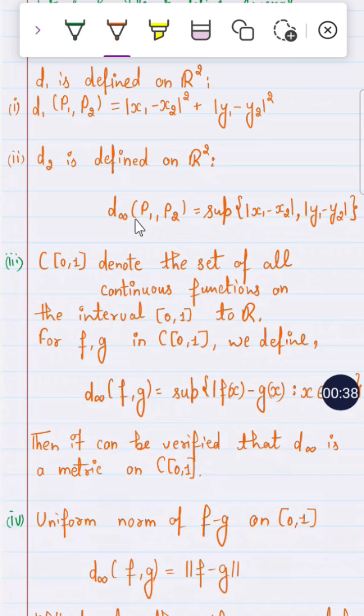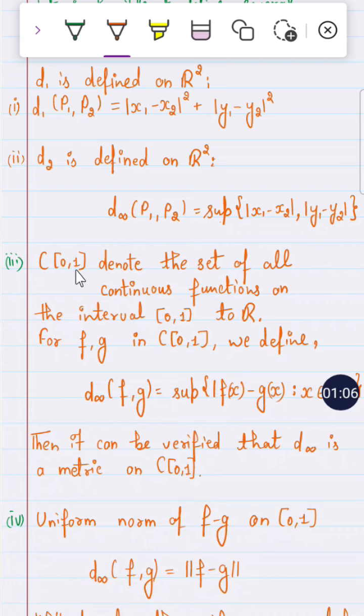D infinity of p1, p2, which is equal to, what is the meaning of supremum? Whenever you take a supremum, there exists a supremum of two elements. If there are two elements, mod of x1 minus x2 and mod of y1 minus y2, we should take a supremum of these. Then this function is called the infinity function on a metric D. Okay, what is D? Which is R2.